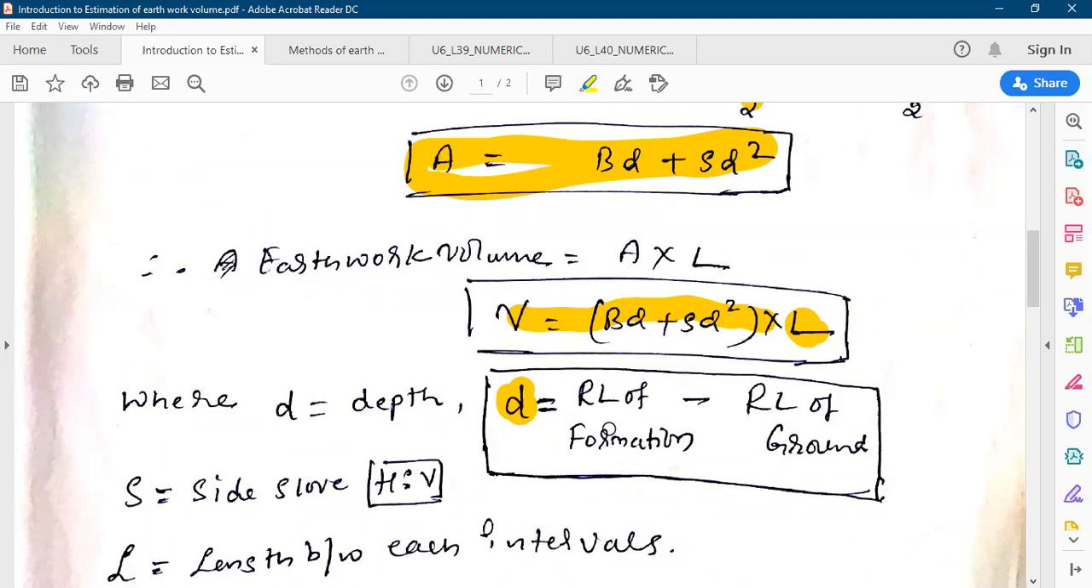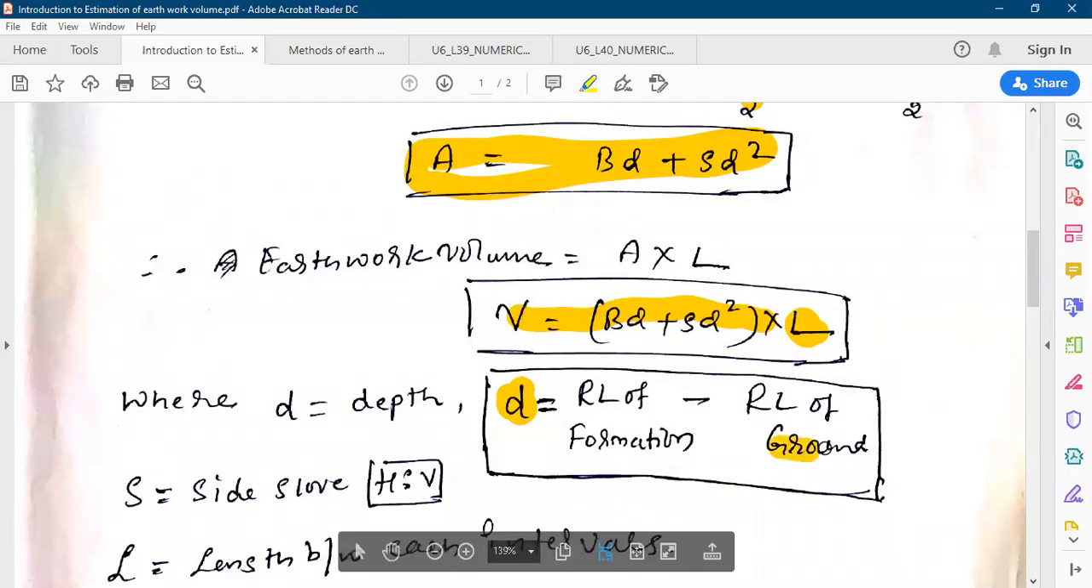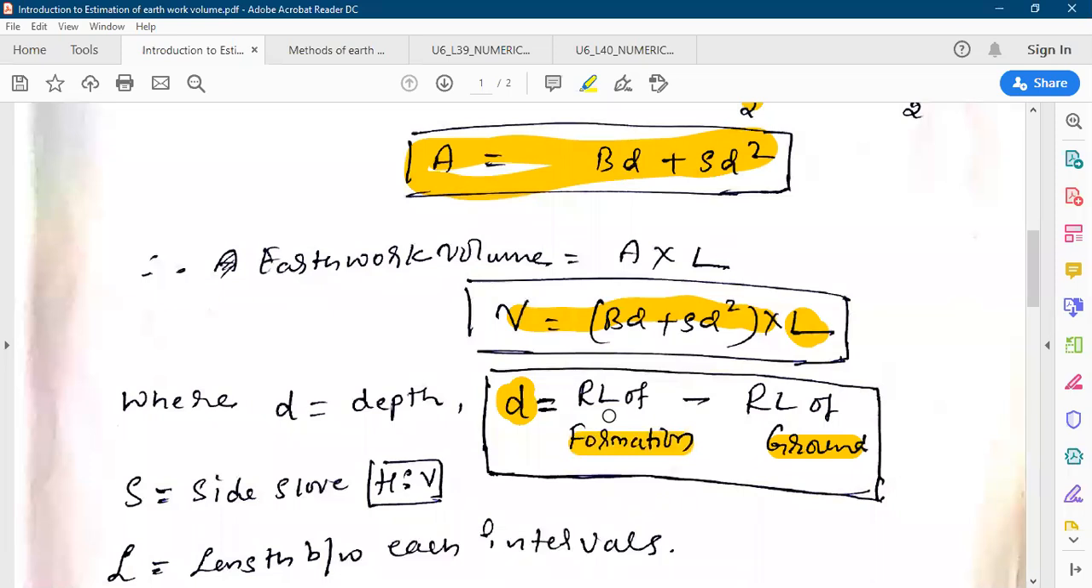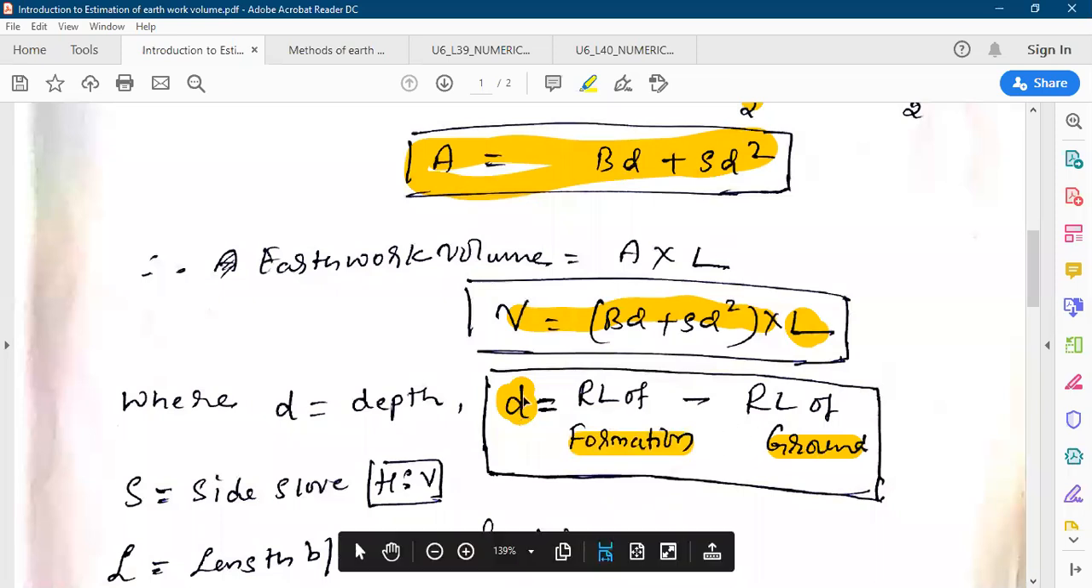Either it may be 5 meter distance, or 10 meter distance, or 15 meter distance along the length of the road, along the longitudinal section of the road, right? So that RL is nothing but RL of the ground. This RL of the formation will be fixed by the highway authorities or the designer. The highway designer will be fixing the RL of the formation, right? So RL of formation minus RL of ground will give the height of cross section, right?